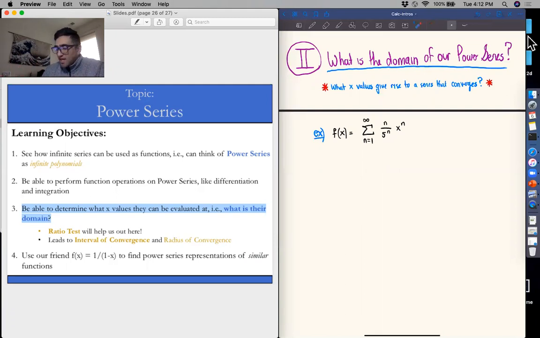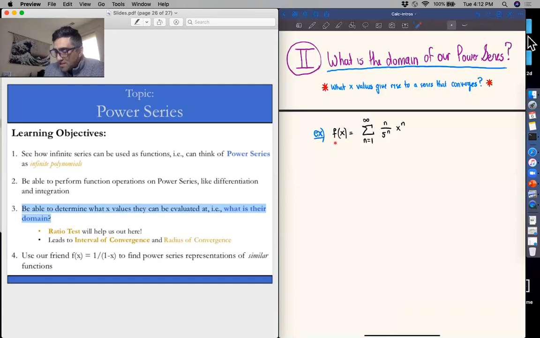In other words, if I put an x value into a power series, am I going to get a convergent series? If that series converges for a particular x value, then we say that x value is in the domain of that power series. In other words, we can evaluate that function at that x value and get something meaningful in return. So let's go through the following example.